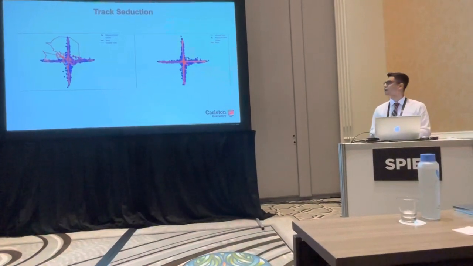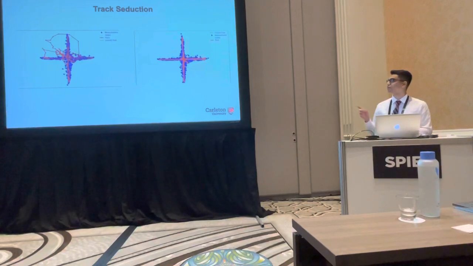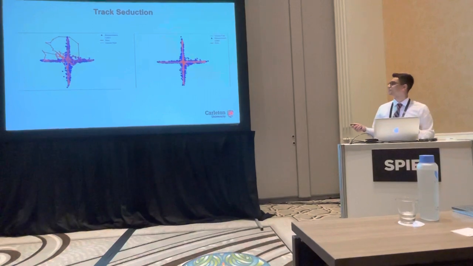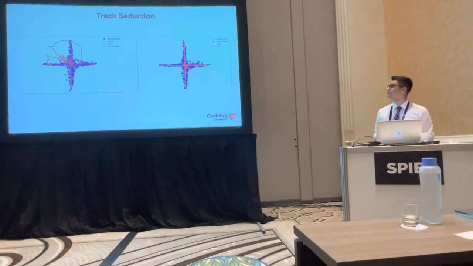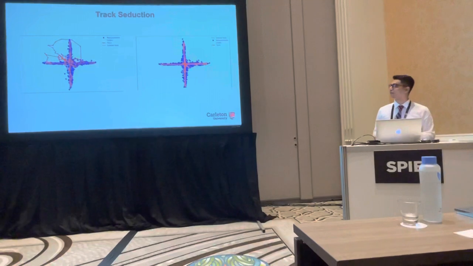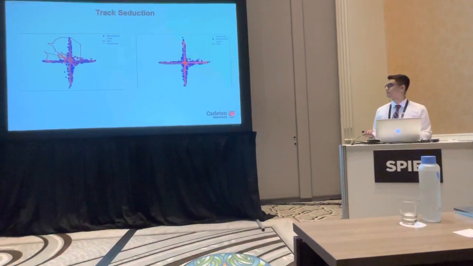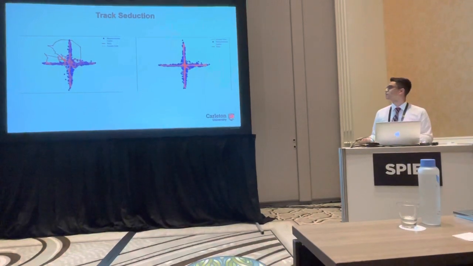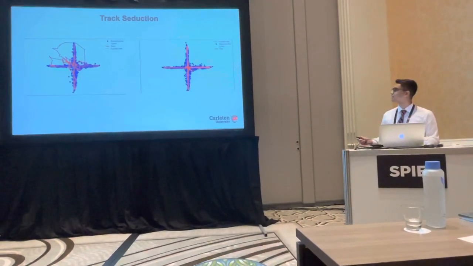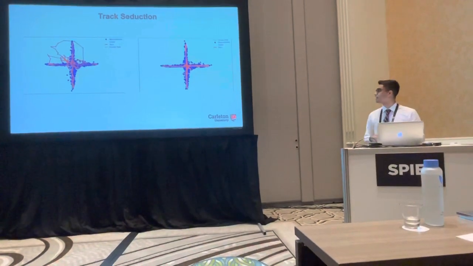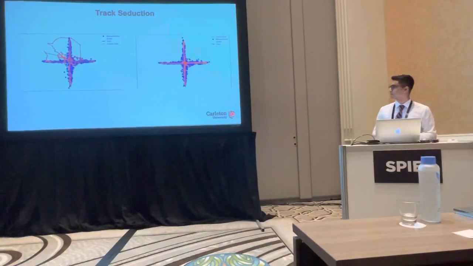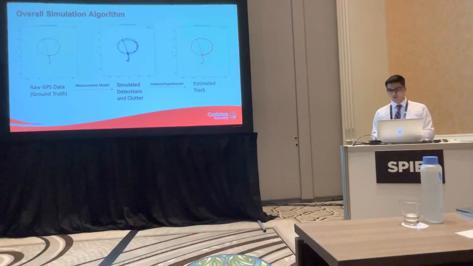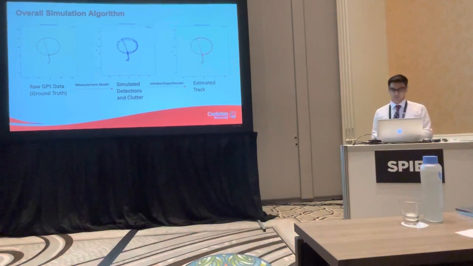On the left here, you see when the clutter points are really close to the ground truth, the track actually goes off, and this is not what we need in our data, because it leads to a more inaccurate data set. On the right here is with the probabilistic data association algorithm. You can see that the track stays on the ground truth, and this is what we used in our simulations for radar tracking.